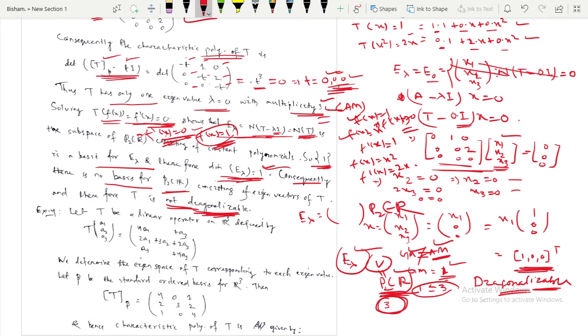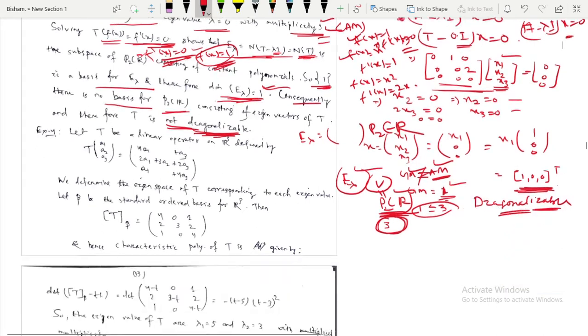Or you can evaluate in this way, what you studied in the last class: A minus lambda I into x equal to 0, and you have to find what x is and what x you are getting. From that you have to evaluate the dimension, or the number of eigenvectors you are getting.